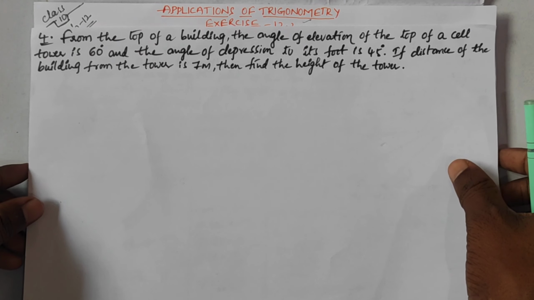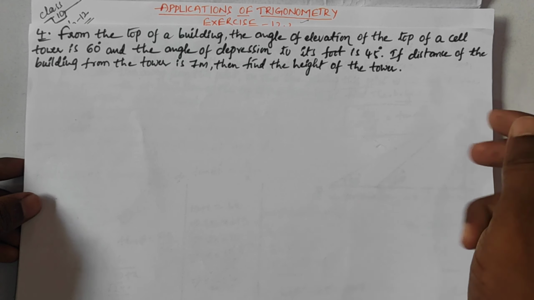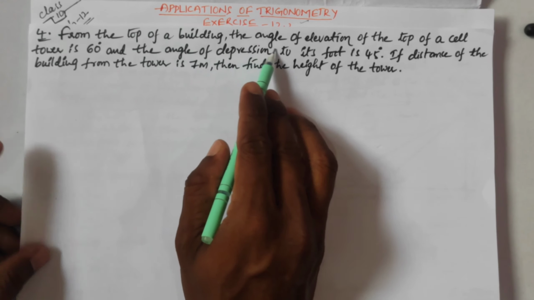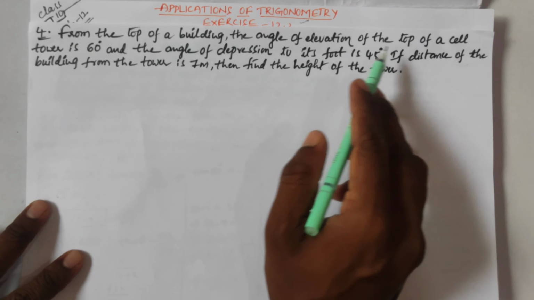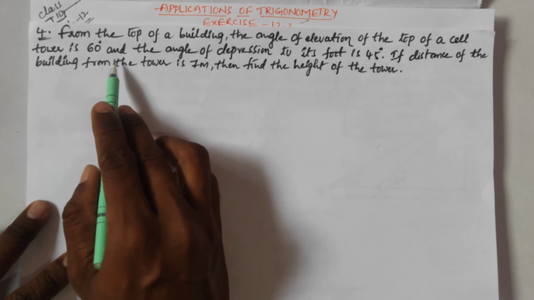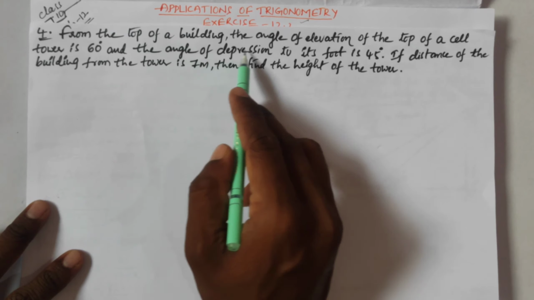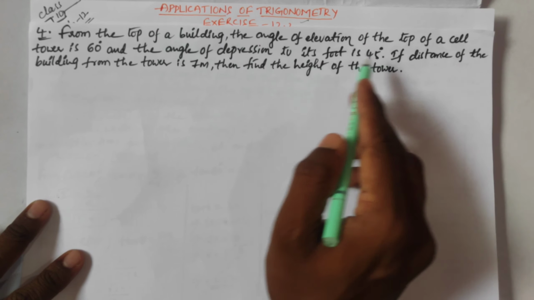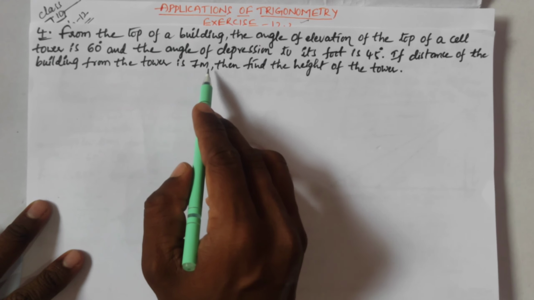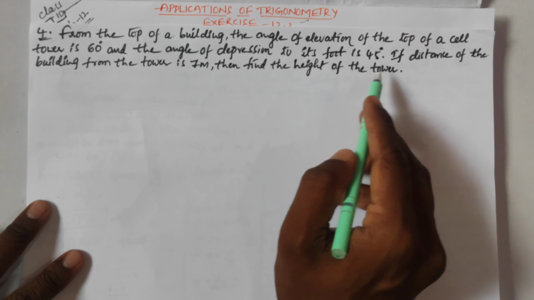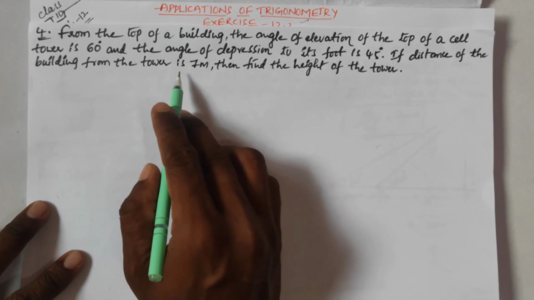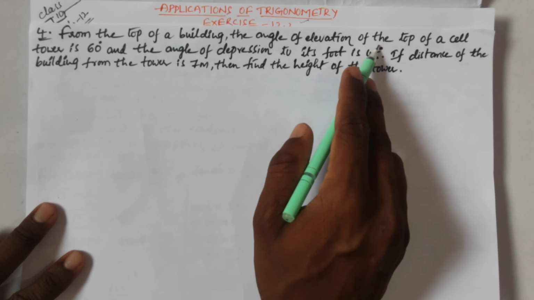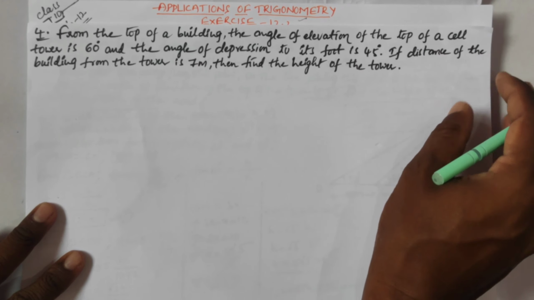Okay, question number 4 is: from the top of a building, the angle of elevation of the top of a cell tower is 60 degrees and the angle of depression to its foot is 45 degrees. If the distance of the building from the tower is 7 meters, then find the height of the tower. Okay, he has given a building and a cell tower. Once again we'll see the question.